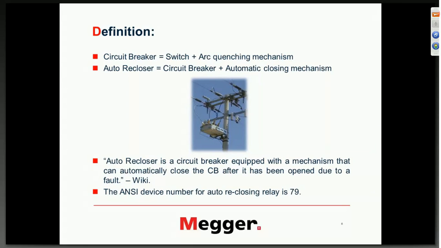For those of you who don't know, the auto reclosure is represented by the ANSI number 79. So if I say 79, it means the protection function auto reclose.